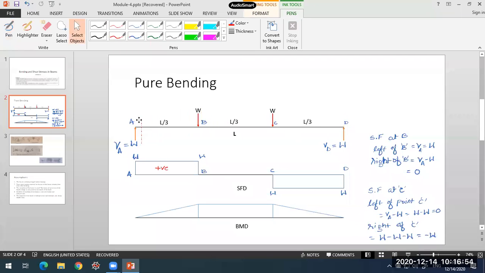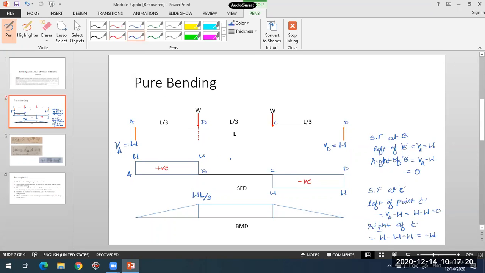So at A, the bending moment will be 0. When you come to point B, what will happen to the bending moment value? It will be VA into L by 3, or it will be WL upon 3 over here. Left side clockwise moment, so it will be positive.